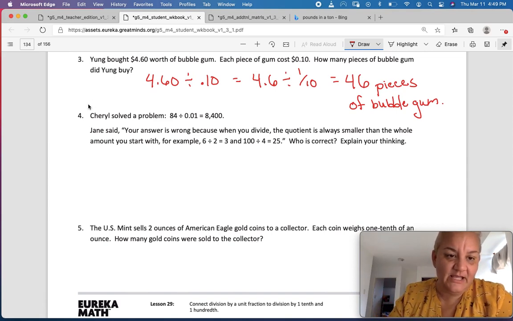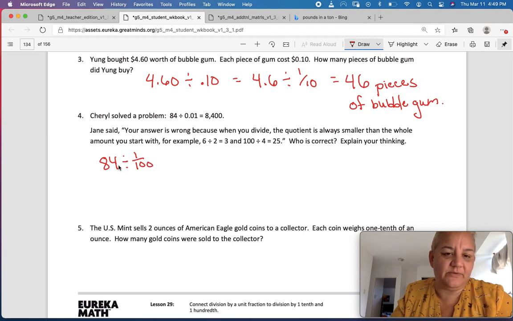Okay. Cheryl solved a problem. 84 divided by 1/100th equals 8,400. Is that right? 84 divided by 1/100th. Well, 100 would go there 400 times, and 80, 8,000 times. Yes. Okay, so she has the right answer. Just double checking her work.